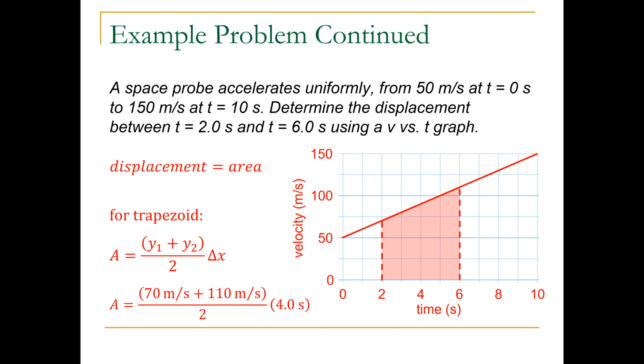So we have 70 and 110. Those values you would either just have to estimate from this graph, or you could calculate. The 70 we already calculated previously, and we end up with an area of 360 meters. So same as previously, of course.